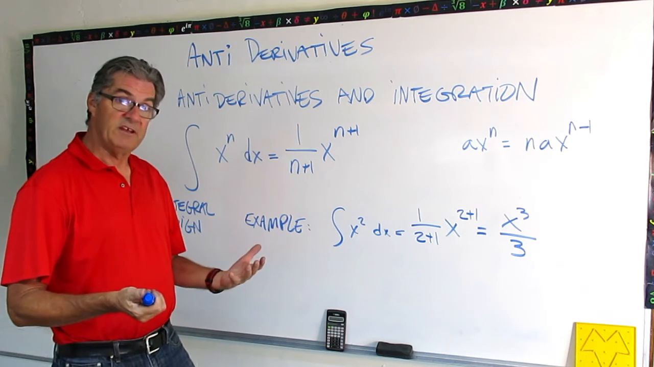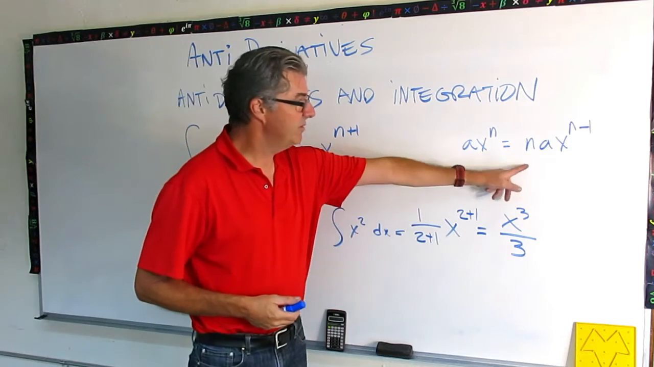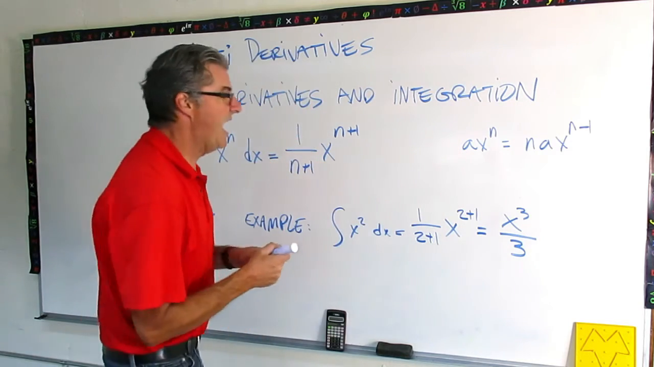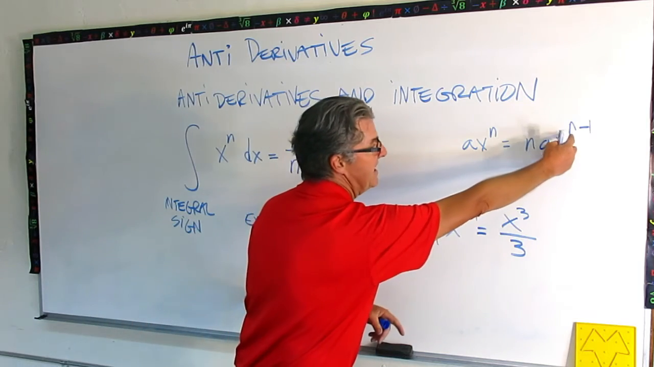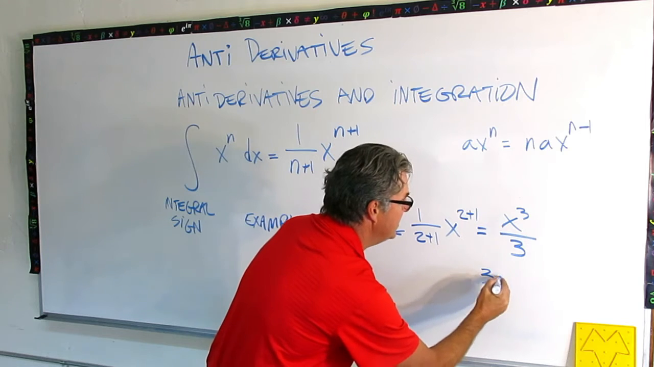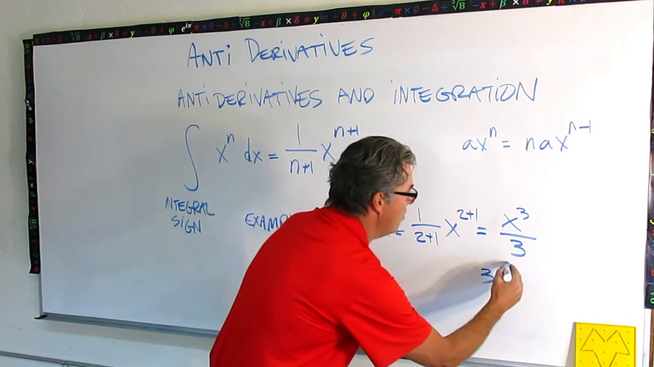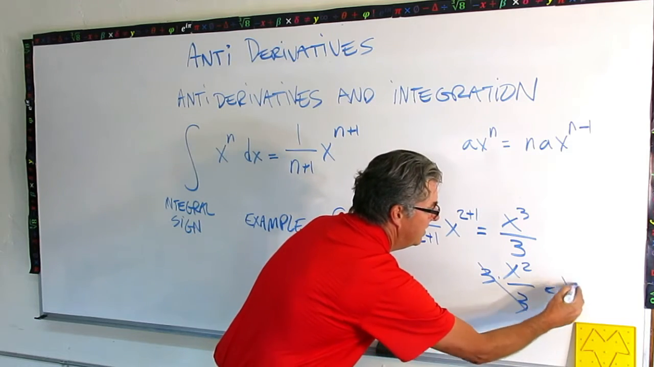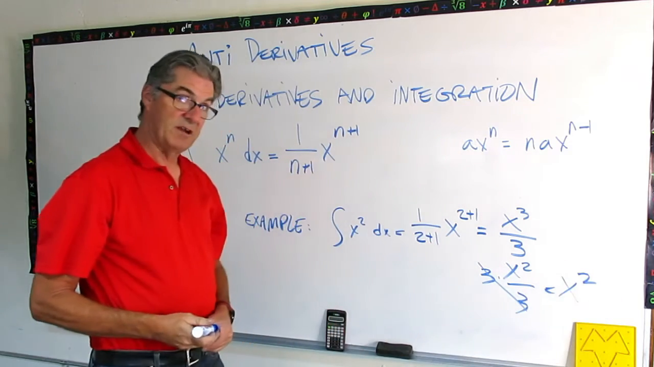And the way you check it is if you use the derivative rule on this, you should get right back to where you started from. So let's do that. The derivative rule says take the power, multiply it by the coefficient. So I got 3 times, reduce this by 1, and I still have my over 3. These cancel, and we're back to x squared.